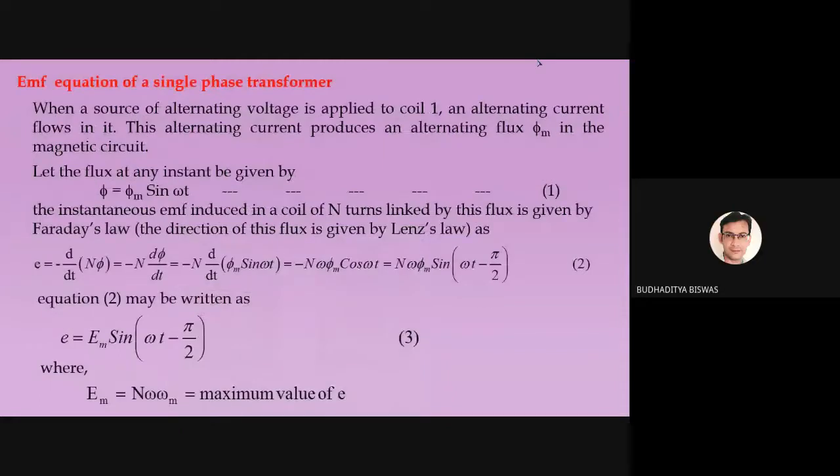Sir, a transformer can act both as a step up and step down? Yes. Depending upon our needs, we just have to change the connections, right? Yes. Okay, I thought that step up transformers are different and step down are different.